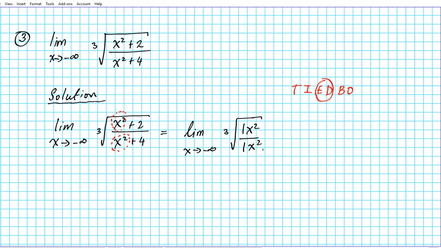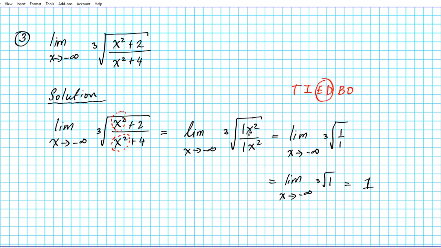Alrighty. Now, when you divide leading coefficients, what you're going to have here is the limit as x approaches negative infinity. These x squares cancel out of the cube root of 1 over 1. Okay? And then when you simplify that, that's simply going to be the limit as x approaches negative infinity of the cube root of 1, since 1 over 1 is just 1, right? And your answer is simply going to be 1.